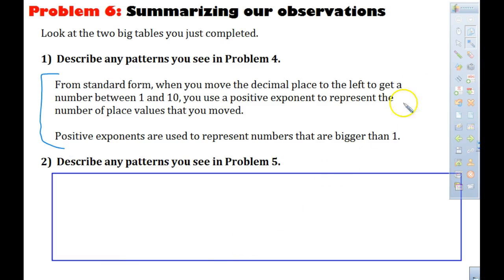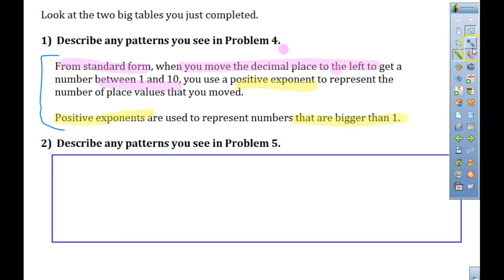is this part. So when you are taking a look, you want to put from standard form, you move the decimal point to the left. So from standard form, you're going to move your decimal point to the left to get a number between 1 and 10. So that scientific notation is always a number between 1 and 10. You are going to always have a positive exponent. So positive exponent for numbers bigger than 1.